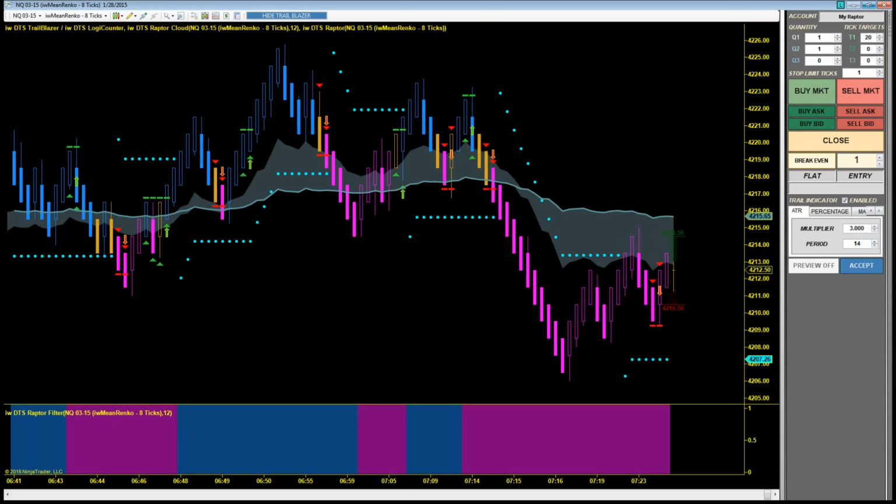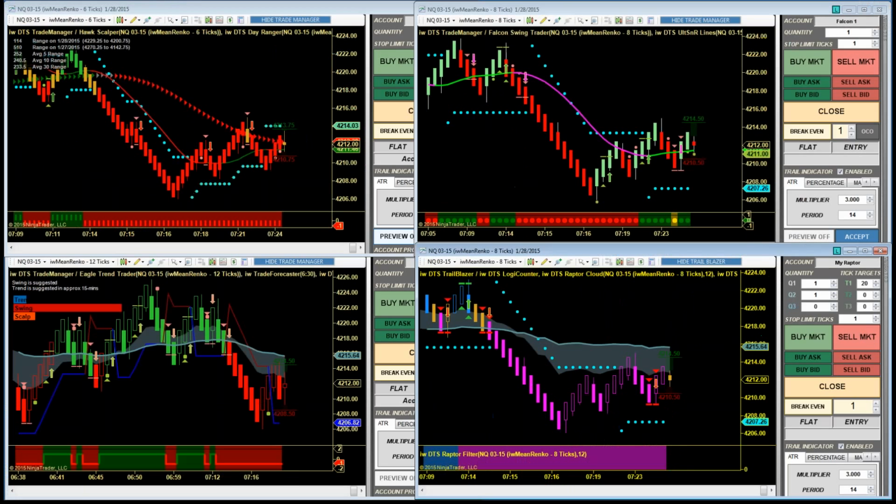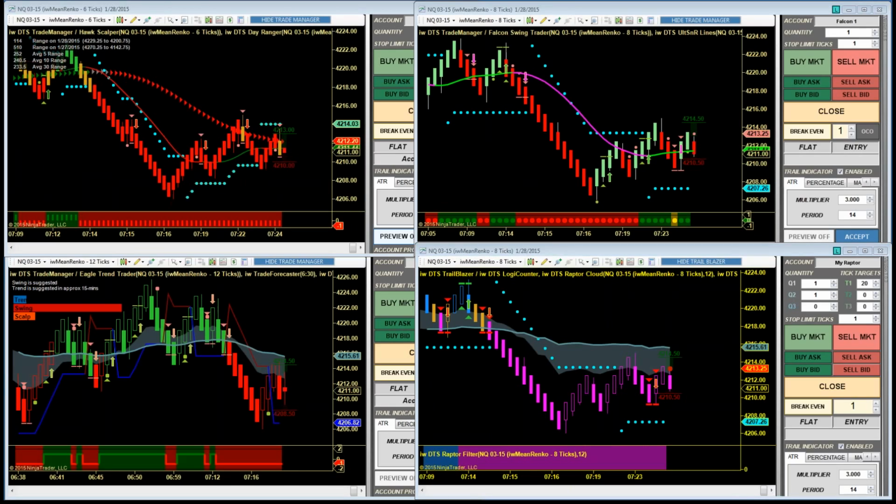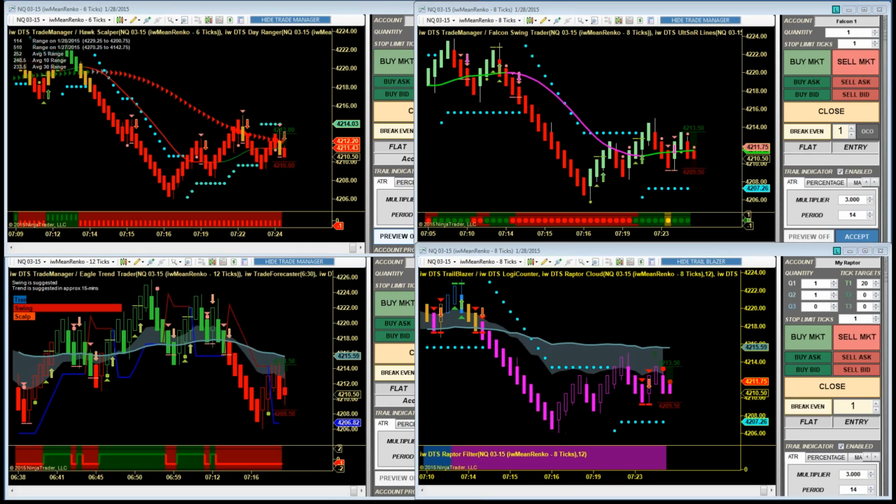So the Trailblazer is very similar to the Trade Manager. The big difference, of course, is it does not have the risk management component, so you're going to have to do that on your own. To my way of thinking, though, that risk management component is a very important feature.